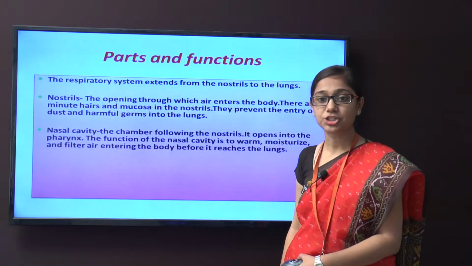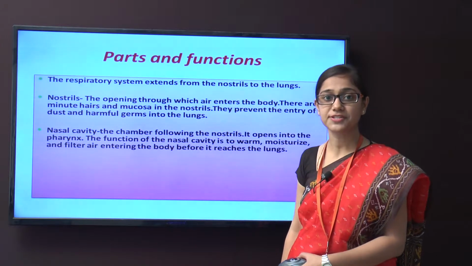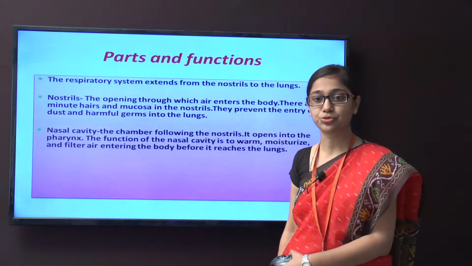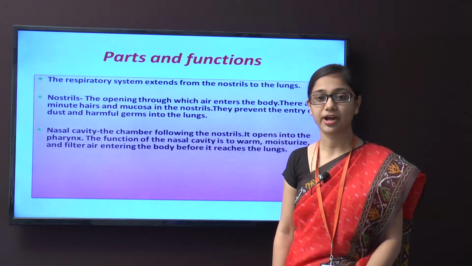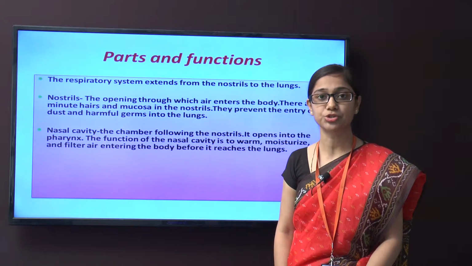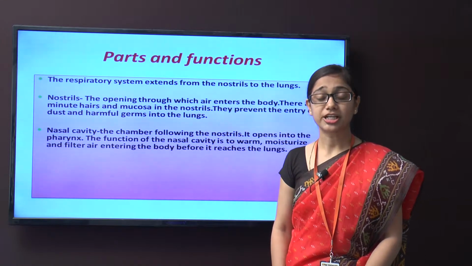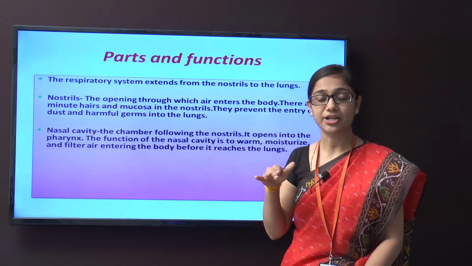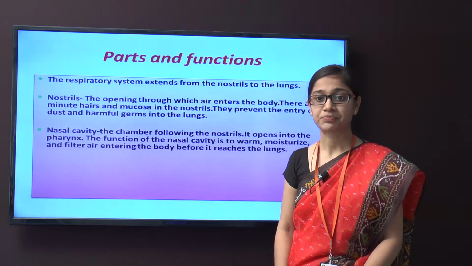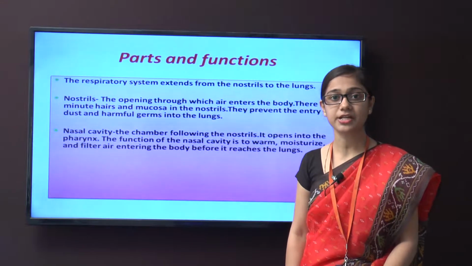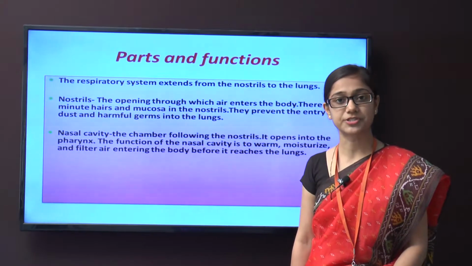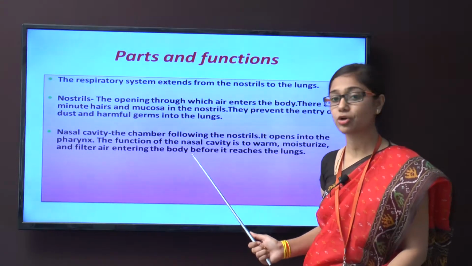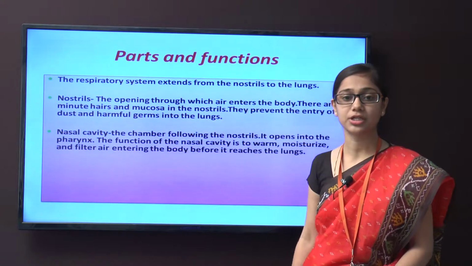The first part of our respiratory organs is the nostril, the opening through which air enters the body. There are small hairs and mucosa present in the lining of the nostrils. They prevent the entry of dust and harmful germs into the lungs.